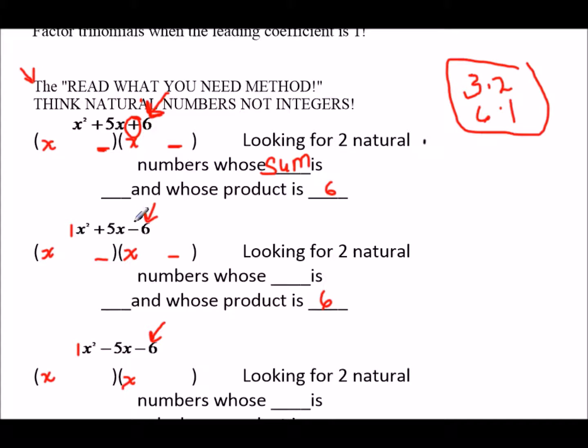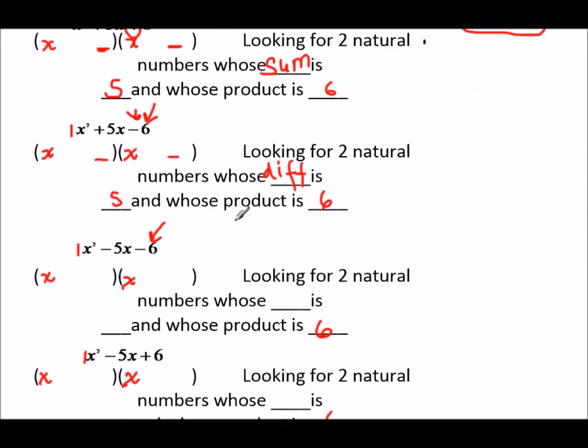Now right here, the only way that you can get a minus is if you have different signs. So here we're looking for two natural numbers whose difference, whatever way we're going, is 5. In this case, whose sum is 5, and whose product is 6. Whose difference is 5 and whose product is 6. Looking for two natural numbers whose difference, because of the minus, is 5 and whose product is 6.